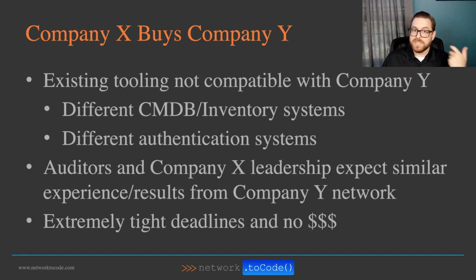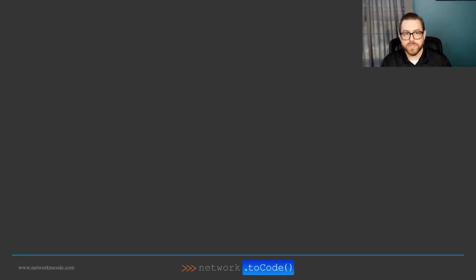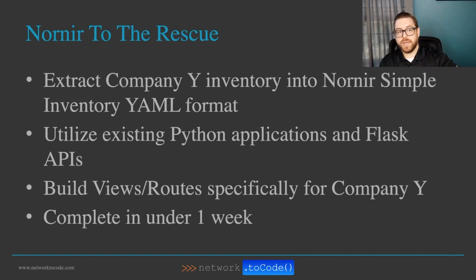Now, the problem you have is that the existing tooling at Company X, while it's good, is not at all compatible with Company Y. There are many different reasons that can be. A lot of times it's different authentication, different inventory systems, and so there's work involved to marry those two things up. However, in a lot of cases in these kinds of scenarios, your security auditors and compliance auditors and leadership from Company X want the same kind of reports and the customer experience you're providing from Company Y. And in a lot of cases, you have to do these things quickly and without going out and purchasing additional resources. So Nornir, in this instance, was used to create a simple YAML inventory of the devices out of the Company Y CMDB, use the existing Python applications and Flask APIs that existed in Company X, just add a new view that uses Nornir to go talk to these other devices, and was able to get it out the door in just about a week because it's this Python framework.